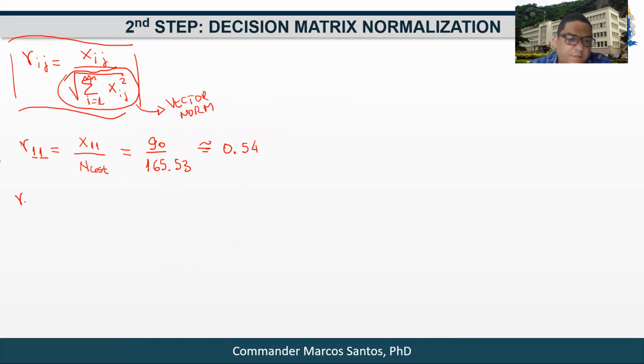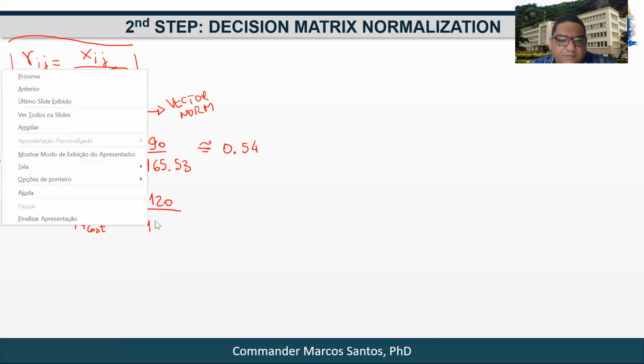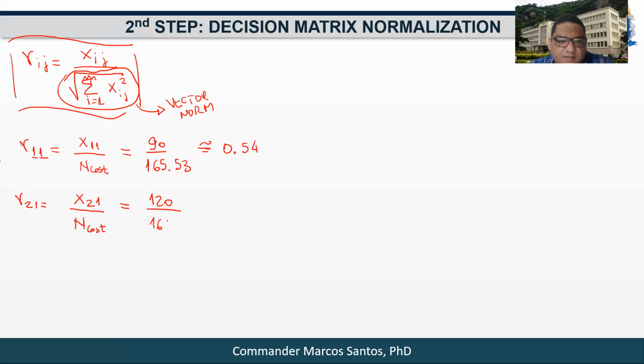And R21 is x21 over the cost vector norm. So we have 120 over 165.53 equals 0.73.